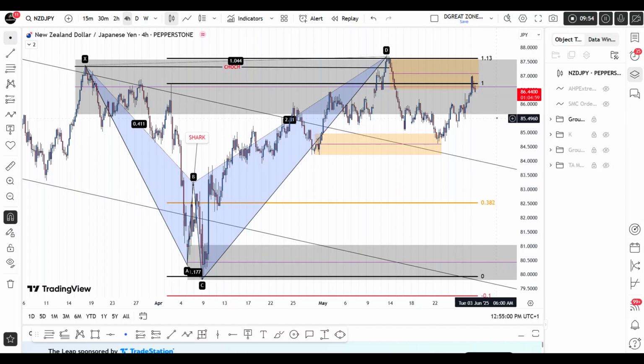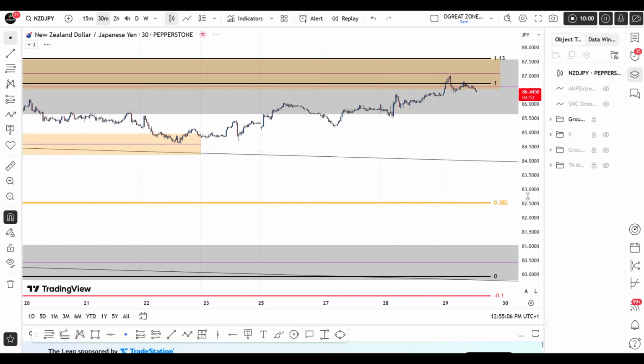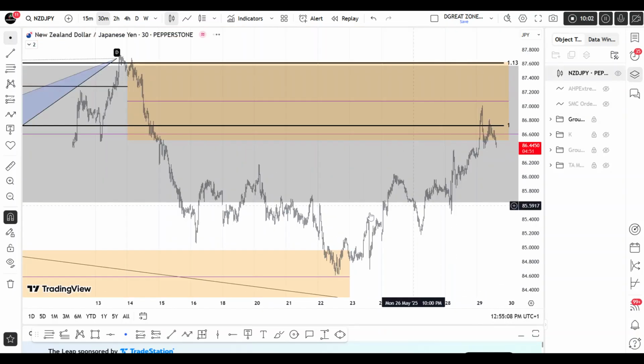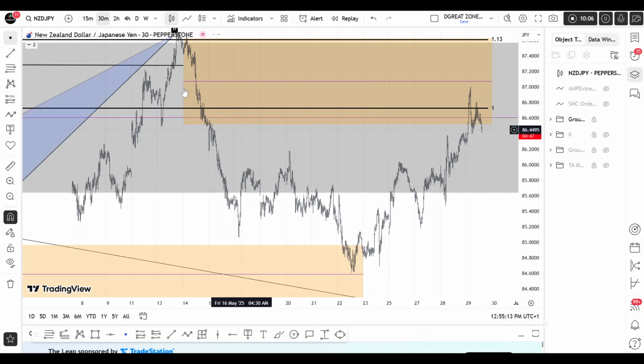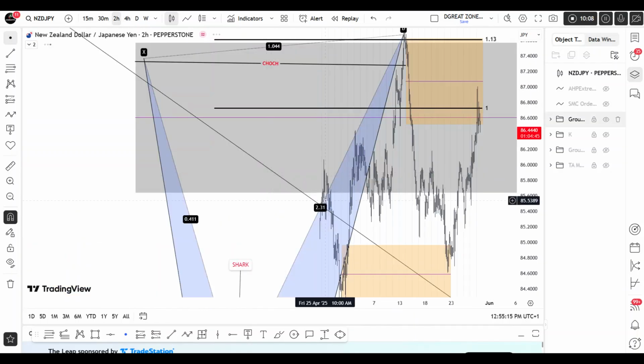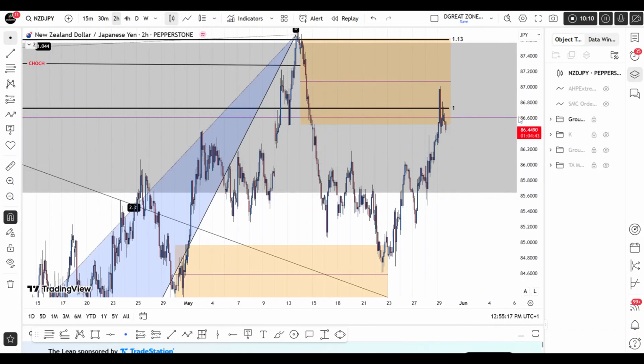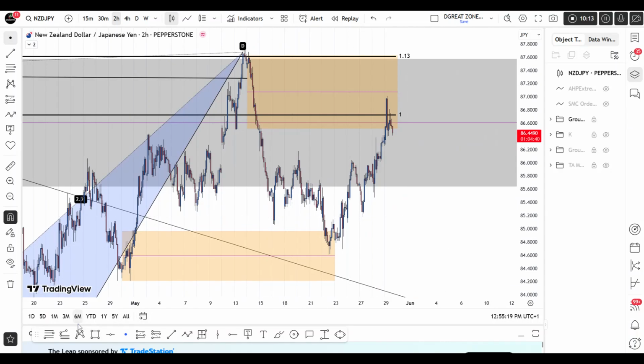Now, entry. How do we catch our entry? Now we have another setup here, which is on the lower time frame, the 30 minutes time frame as well, and this setup did not actually complete on the 30 minutes time frame. We're expecting to see it even on the 2 hour time frame as well. The setup didn't actually complete at 0.786.